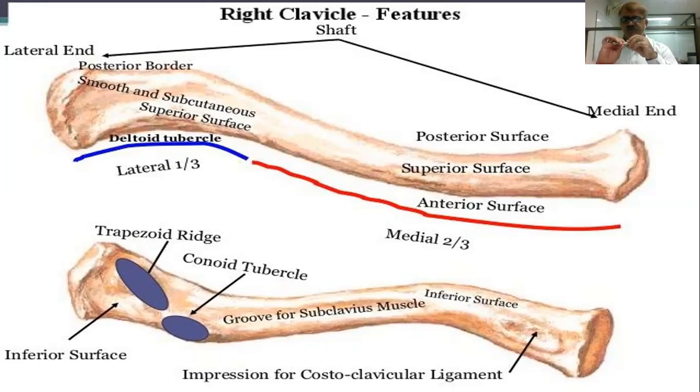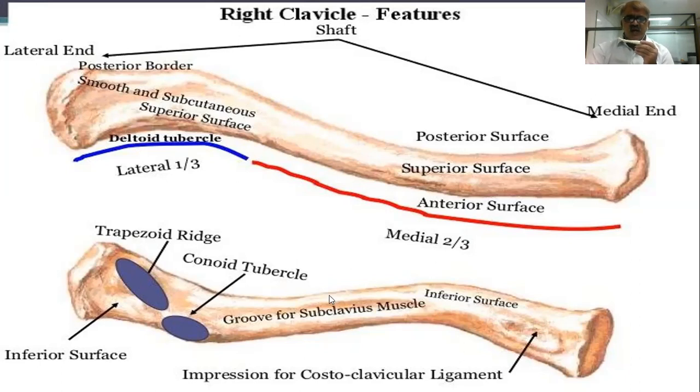So the bone at the junction between medial 2/3 and lateral 1/3 is slender and thin here, and there are chances of fracture of this bone here. Commonly it is fractured at the junction of medial 2/3 and lateral 1/3. You can see in this figure, the red line is the medial 2/3, the blue line is the lateral 1/3, and this is the junction. Okay, so we have four surfaces on the medial side.